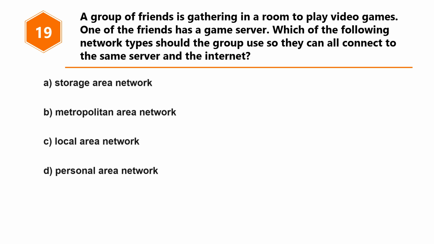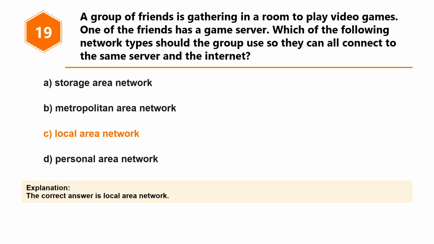Question 19. A group of friends is gathering in a room to play video games. One of the friends has a game server. Which of the following network types should the group use so they can all connect to the same server and the internet? Option A, storage area network. Option B, metropolitan area network. Option C, local area network. Option D, personal area network. The correct answer is option C, local area network.